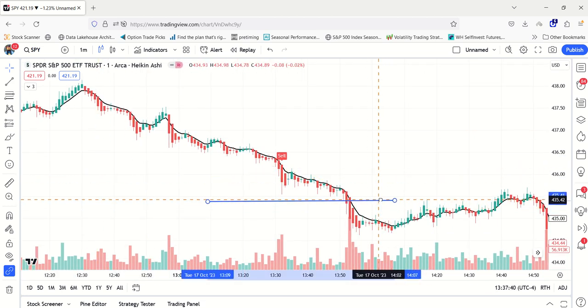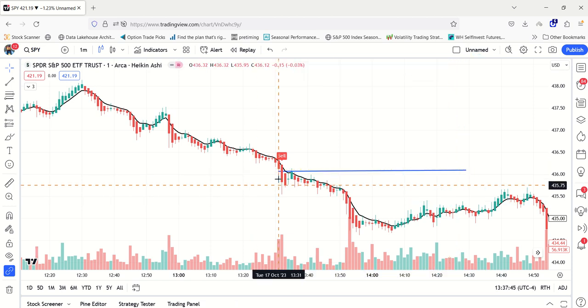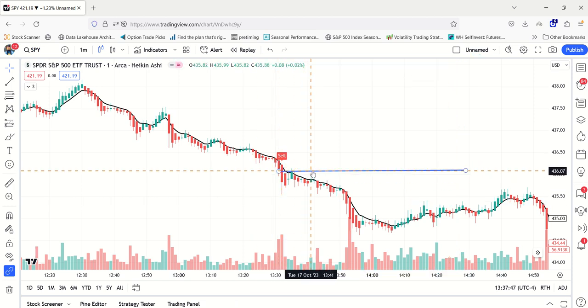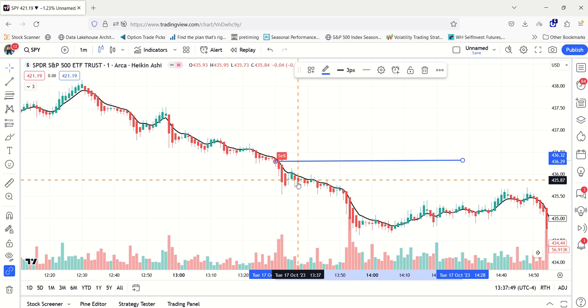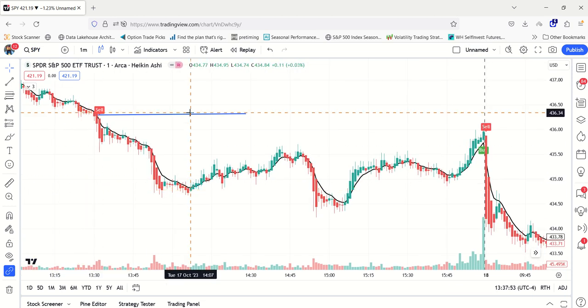It crossed here, for example, a little bit. So you draw a line here at the two highest previous highs. Then you wait for the 7 EMA to cross to close your trade, or stop loss, whatever comes first.